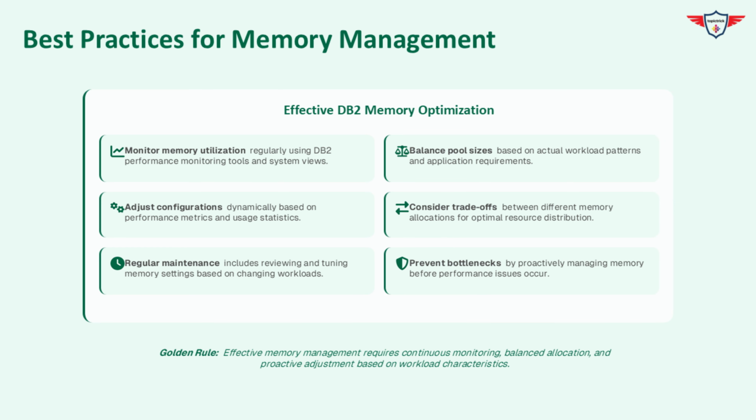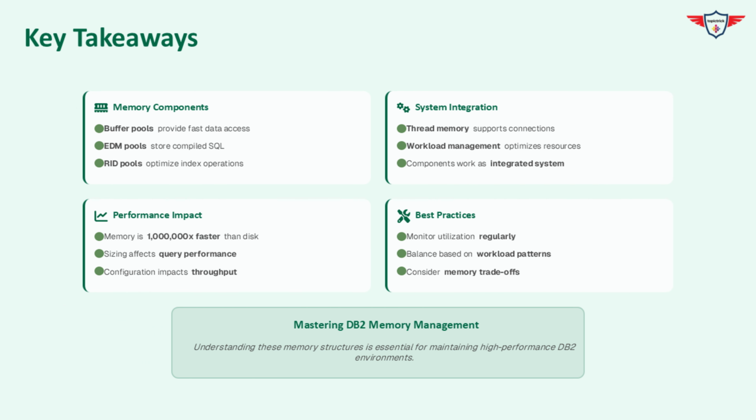Let's wrap up with the key concepts you should remember from today's session. First, understand the core memory components. Buffer pools provide fast data access and are often your biggest performance lever. EDM pools store compiled SQL for efficient reuse, eliminating redundant compilation overhead. RID pools optimize complex index operations and reduce I/O randomness. Thread memory supports concurrent connections and scales with your user population.